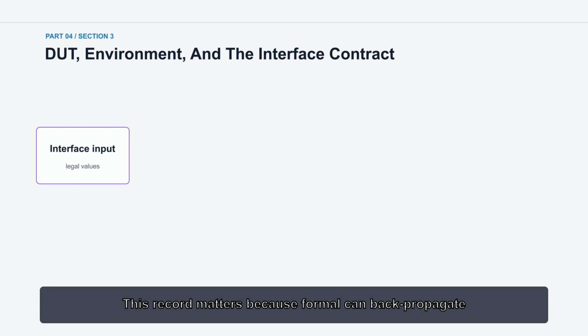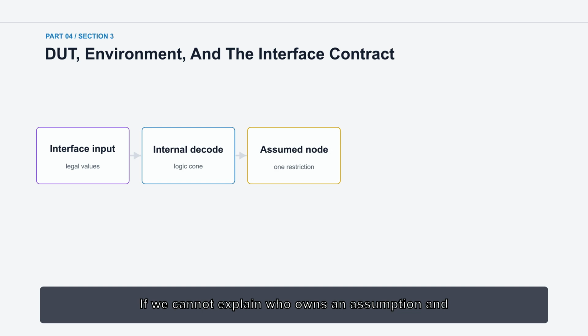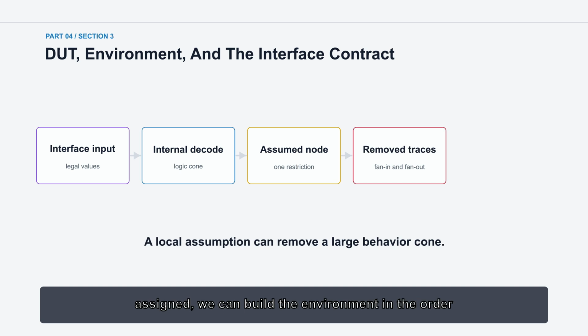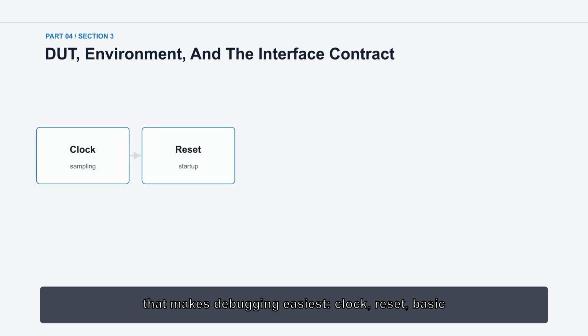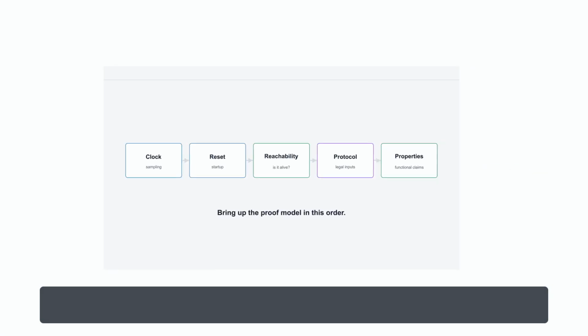This record matters because formal can backpropagate assumptions through logic. A simple line can remove a surprisingly large part of the behavior space. If we cannot explain who owns an assumption and how it will be validated, we should not quietly treat it as fact. Now that we have responsibility assigned, we can build the environment in the order that makes debugging easiest. Clock, reset, basic reachability, input protocol, then functional properties.